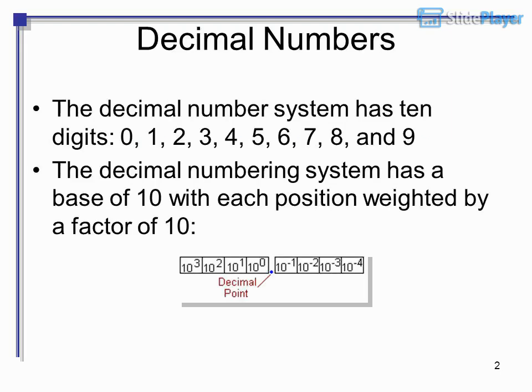Decimal numbers. The decimal number system has 10 digits: 0, 1, 2, 3, 4, 5, 6, 7, 8, and 9. The decimal numbering system has a base of 10, with each position weighted by a factor of 10.